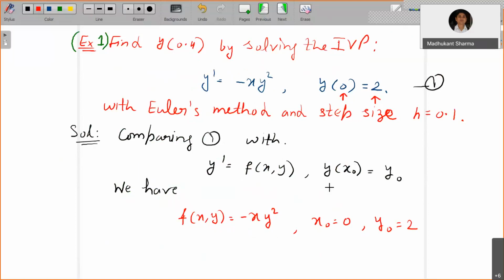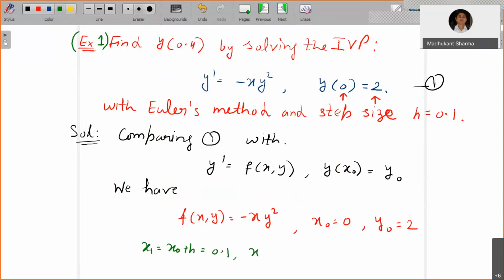Okay, and if you compare, x naught value is 0, y naught value is 2, because these are going to be used in Euler's method. So what Euler's method gives you is, note that we are moving with the step size h equals 0.1. So if x naught is 0, what will be x1? The x1 value is x naught plus h, that is 0 plus 0.1, that is 0.1.